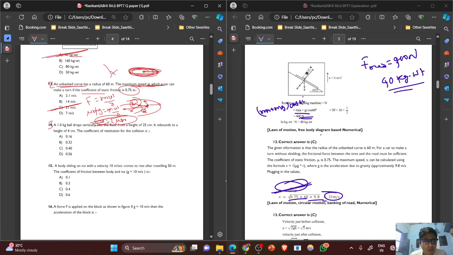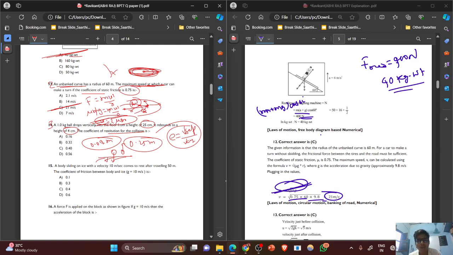A 1 kg ball drops vertically onto the floor from a height of 25 centimeters, means 0.25 meter. It rebounds to a height of 4 centimeter, means 0.04 meter. The coefficient of restitution is velocity of separation by velocity of approach. This is the ground. You just need to calculate the velocity before hitting and after hitting. Use the equations of motion to calculate both velocities, put them here and get the coefficient of restitution.